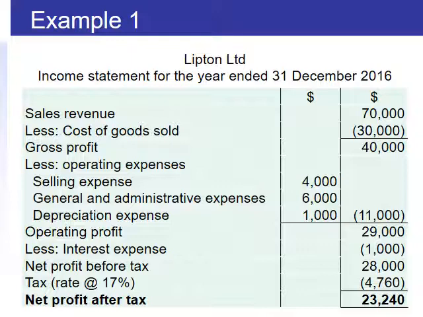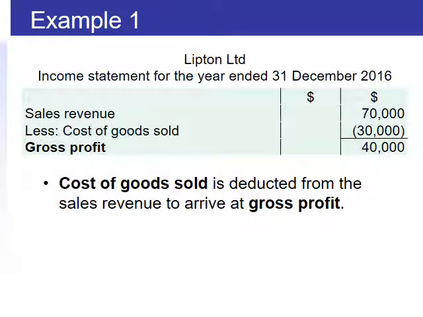Let's do Example 1 to help me explain things to you. I'll break it down in bite size so that you can understand it more easily. This is the income statement. Looking at the statement, there are two additional items. Cost of goods sold is deducted from sales revenue to arrive at gross profit. So basically, sales revenue minus cost of goods sold gives you gross profit. Gross profit is 40,000. So this is how you find your gross profit.